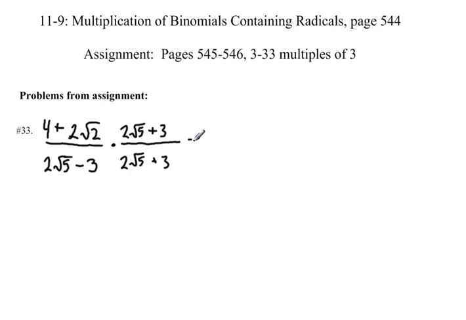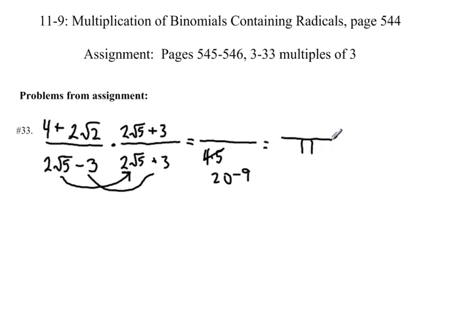Okay. Underneath, I'm going to have 2 times the square root of 5 times 2 square root of 5. It's going to be 4 times 5, or 20. Then I have negative 3 times positive 3, which is negative 9. So my denominator is going to be 11. So I did all of that first so I can see if anything's going to cancel, possibly. Of course, it doesn't make much difference on this one. We don't have a difference of two squares or a perfect square up here.